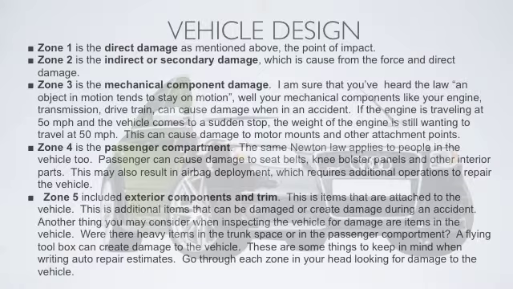And there's also different zones to look for. The first thing that you have is the direct damage, and this is very easy to see. I mean, it's the point of impact. That's the main thing that was hit. So the direct damage is the point of impact. But then you have indirect damage, and this is caused by the direct damage.